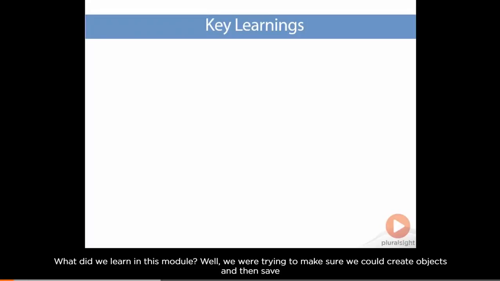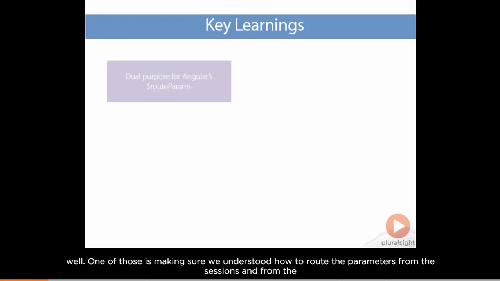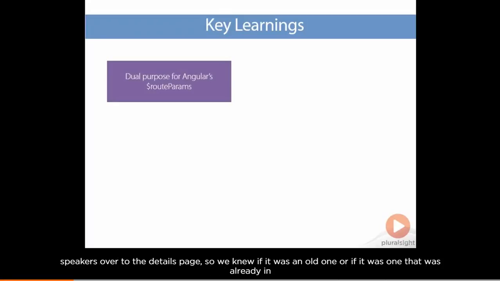So what do we learn in this module? Well, we were trying to make sure we could create objects and then save them. But as we broke that down, we found out there were a couple of mini tasks that we had to take care of as well. One of those is making sure we understood how to route the parameters from the sessions and from the speakers over to the details page, so we knew if it was a new one or if it was one that was already in existence that we were going to update and edit. And for that, we just examined the route param service from Angular.